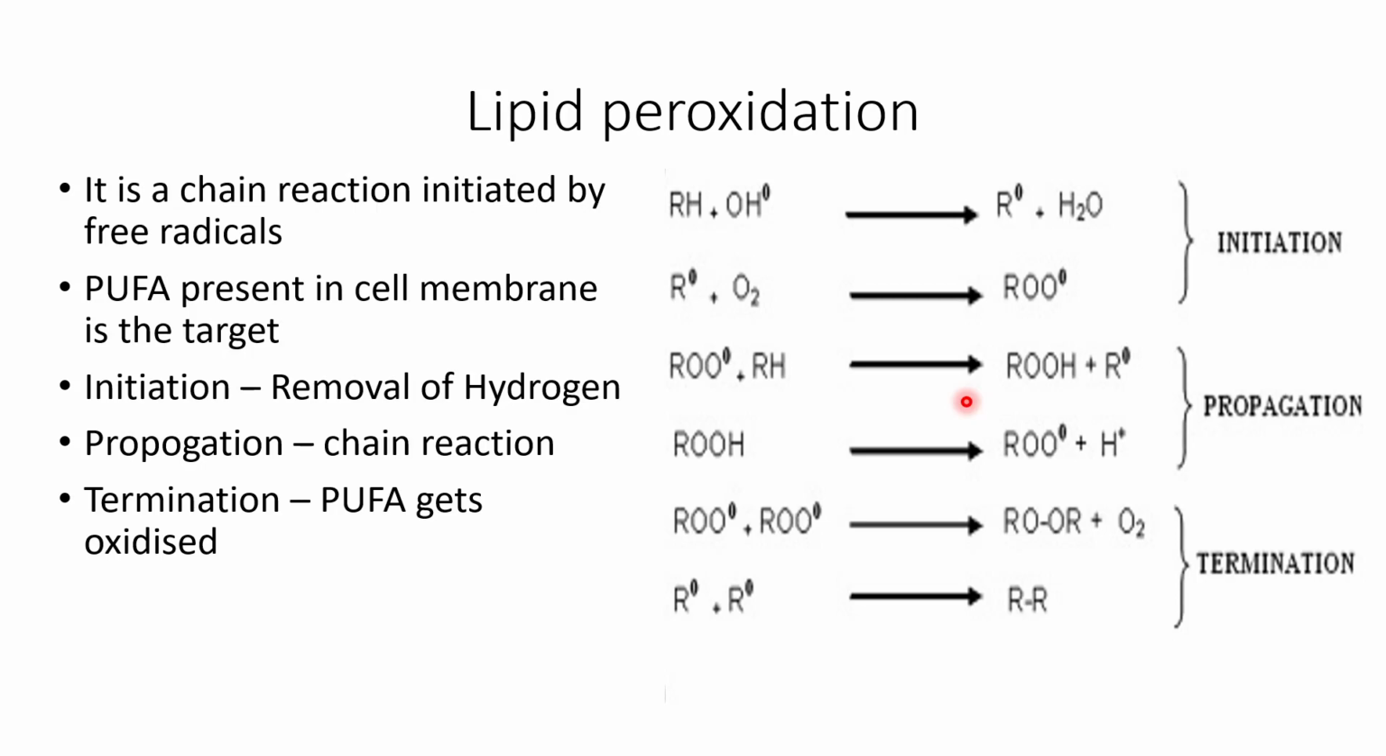So when is this chain reaction terminated? This chain reaction is terminated when the lipid peroxy radical combines with another lipid peroxy radical, or a PUFA radical combines with another PUFA radical. So the unpaired electron becomes paired. Then the termination of lipid peroxidation takes place. Okay, so lipid peroxidation is a chain reaction which is initiated by the action of hydroxyl radical on PUFA, and it gets terminated when the lipid free radical or the lipid peroxy radical is saturated, okay, or gets oxidized.